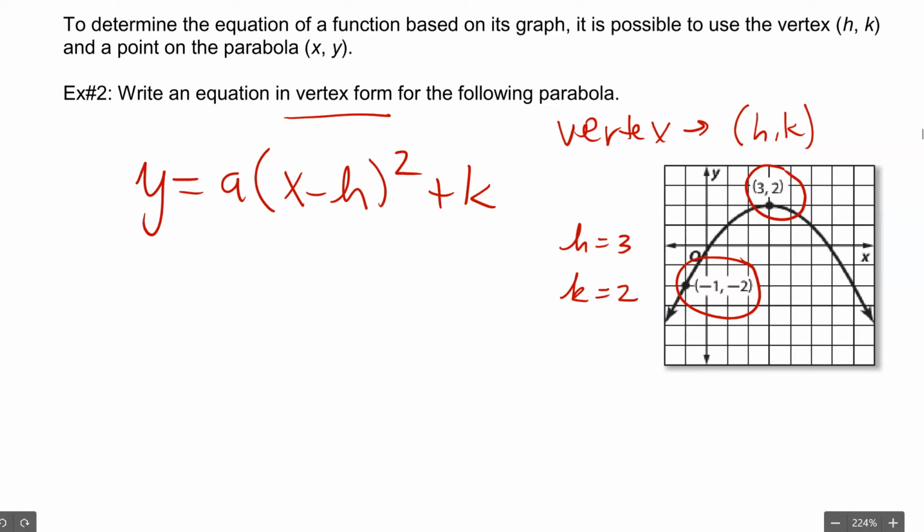I was literally gonna do that. Do I have one other point? I don't know what a is, but I can solve for it. My other point I'm given is -1, comma 2. So I'm going to use that as my x and my y to solve for what a would be, so then I could actually find the equation in vertex form.